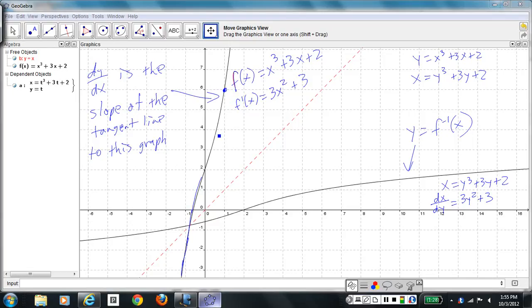If I want the slope of that tangent line, rough looking tangent line, the slope of that tangent line is going to be, well, 3 times 1. Oh, this is unfortunate. It's also 6, isn't it? 3 times 1 is 3, and 3 plus 3 is 6. So m sub tan equals 6. That's the slope of the tangent line, because we take the x-coordinate and plug it in.